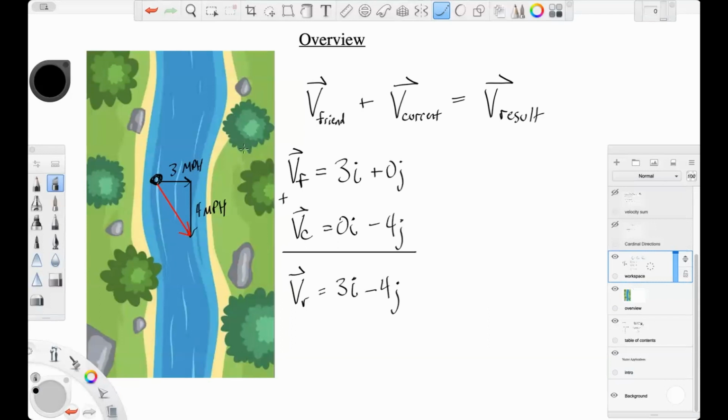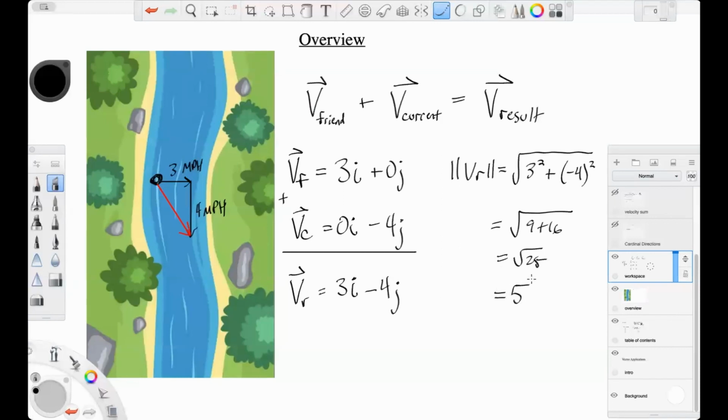Now, if we want to know how fast your friend is traveling, we're just going to find the magnitude of this vector, right? And we just want to remember from the last video that we would find the magnitude of this vector by taking the square root of the I component squared, so 3 squared, plus the J component squared, so negative 4 squared. Right? So then we run all the math here, so we get 9 plus 16 is 25, and then we take the square root of this, and remember that it's only going to be the positive result because magnitudes are only positive. And so then the velocity that your friend is traveling is 5 miles per hour.